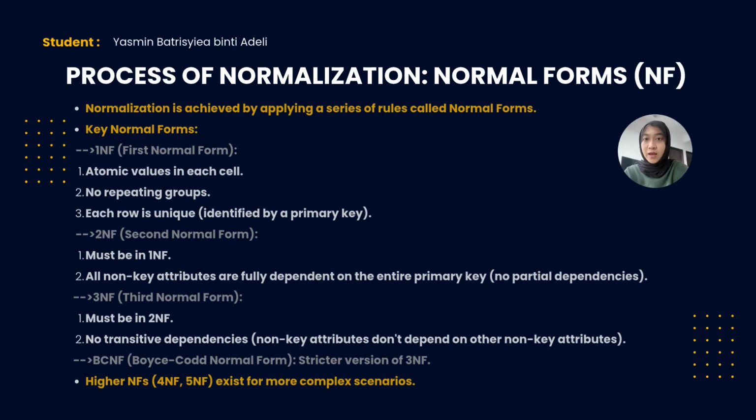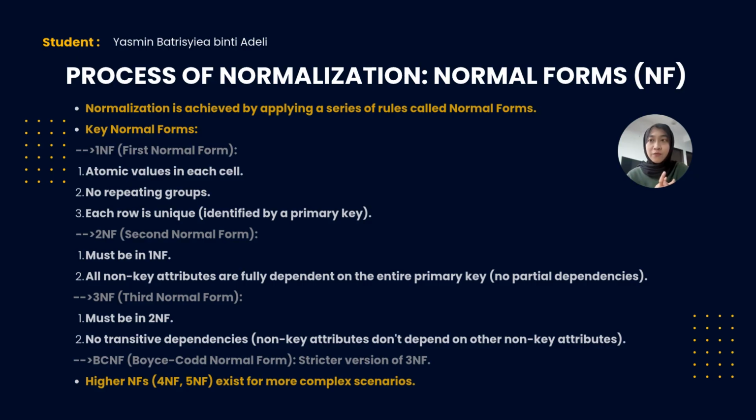And next, I will talk about the process of normalization, normal form, which is NF. Normalization is achieved by applying a series of rules called normal forms. The key normal forms are 1NF, 2NF, 3NF, and BCNF. Higher NFs, 4NF and 5NF, are for more complex scenarios. So I will explain 1NF, which is first normal form.